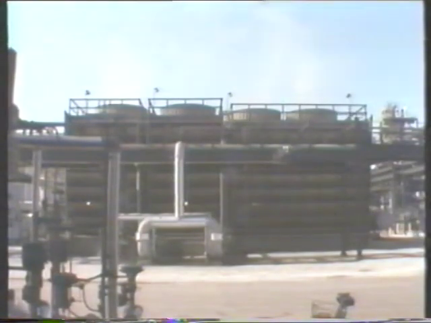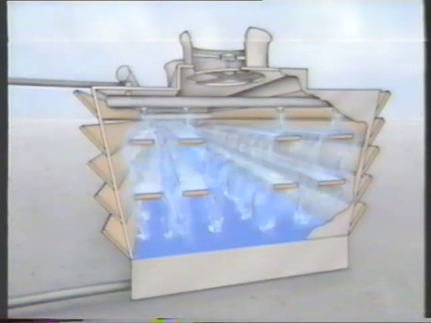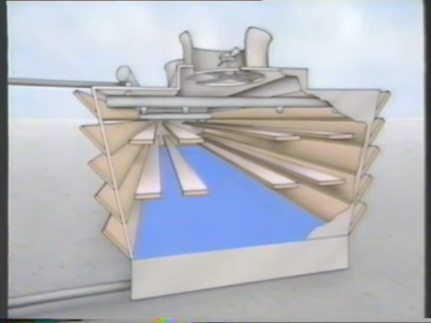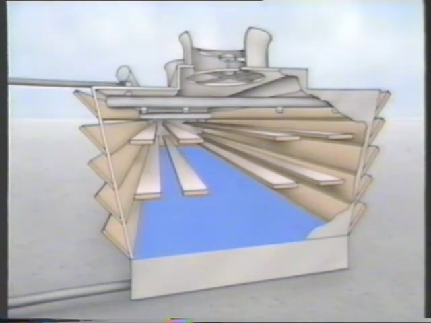It's called a cooling tower. Cooling towers cool water with air. This illustration shows the major parts of a cooling tower. The tower contains fans, spray pipes, plates, and a catch basin.